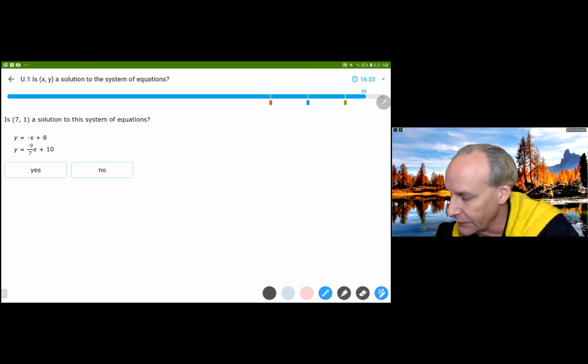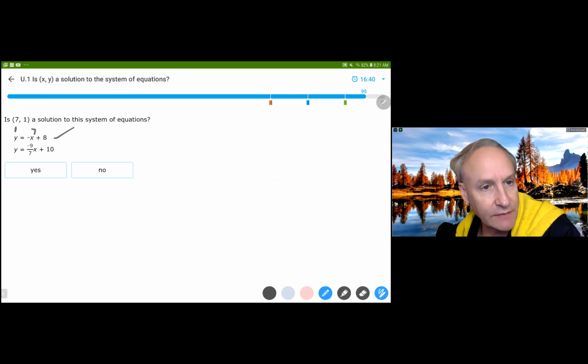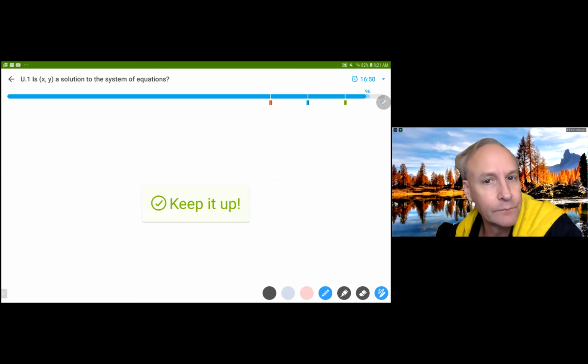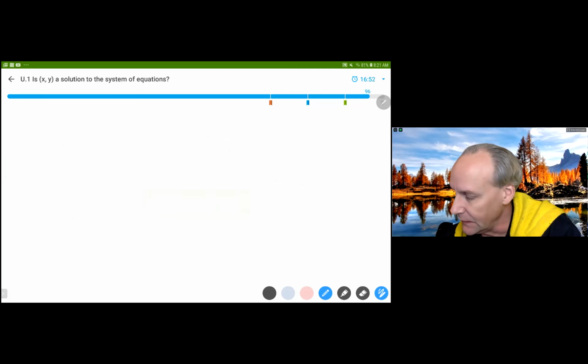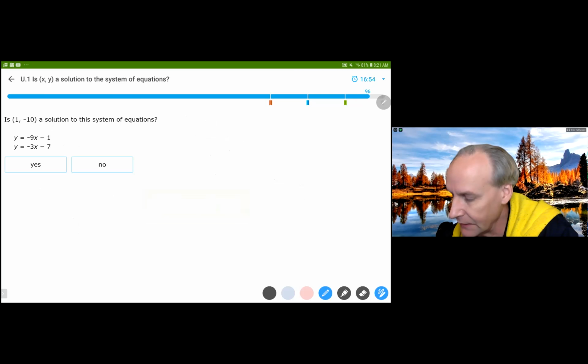Let's see. We've got a 1 over here and a 7 over here. So this first one looks really good. Negative 7 plus 8 is 1. And in the second one, we've got negative 9 plus 10, which is 1. So it's true for both. And that is a yes. Let's see. We've got 1, negative 10. Remember, the negative 10 goes over here, and the 1 goes over here. And in the first one, it's true. And in the second one, it's true. So that's a yes.